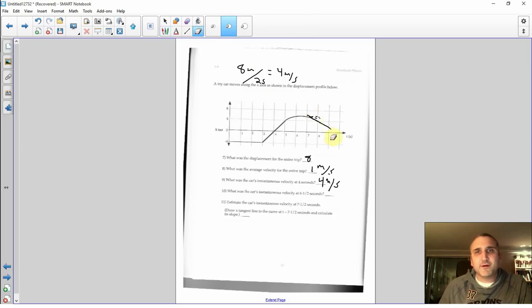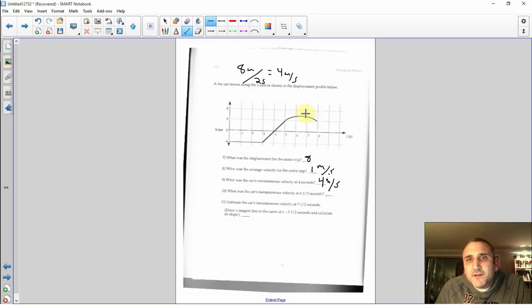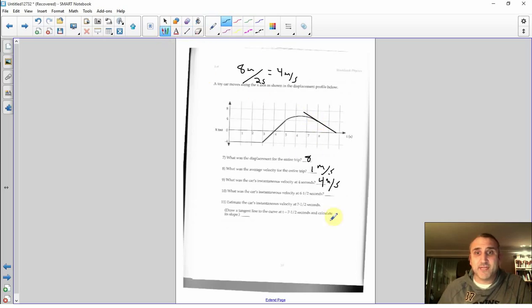And let me get a better line here. One of the advantages of having the smart software here, I can try and make us a nice long line, and at 7.5 we're pretty close to it. Dare I say it's going, I'd say, down 3 and over 1 second. So, you know, and again, it's an estimate.